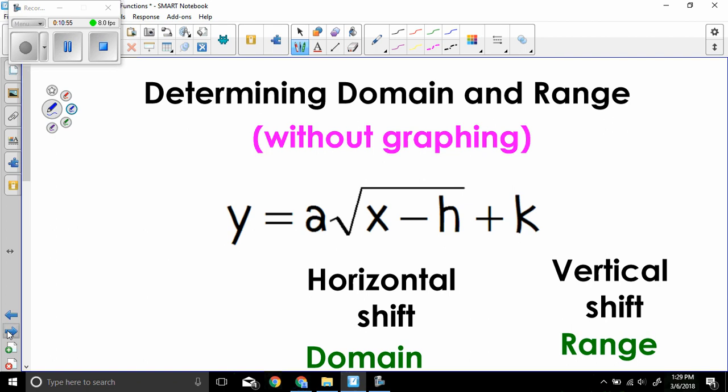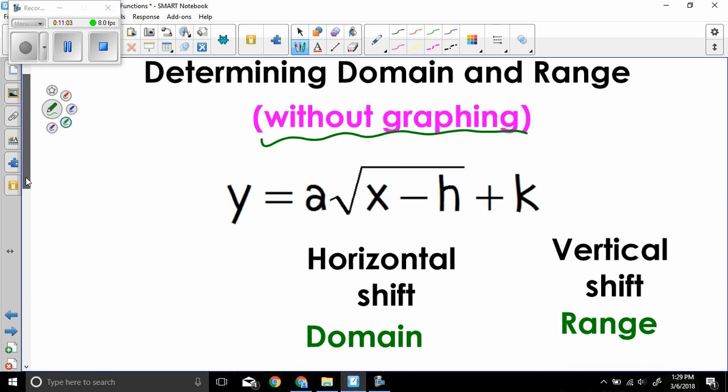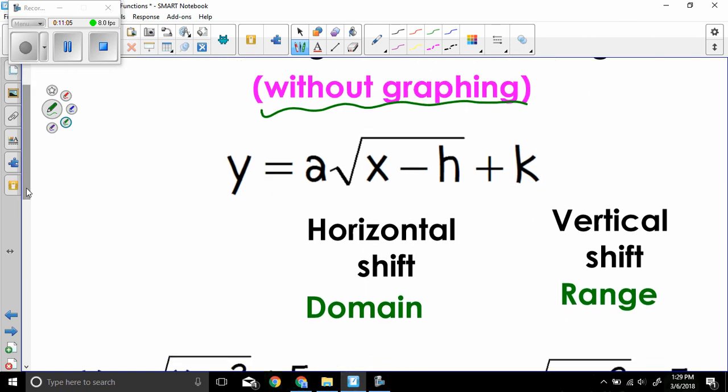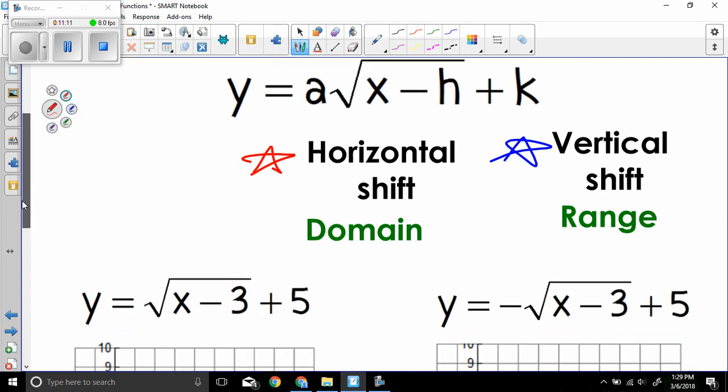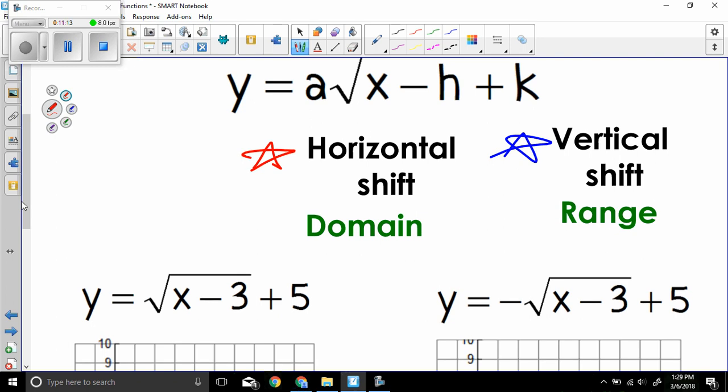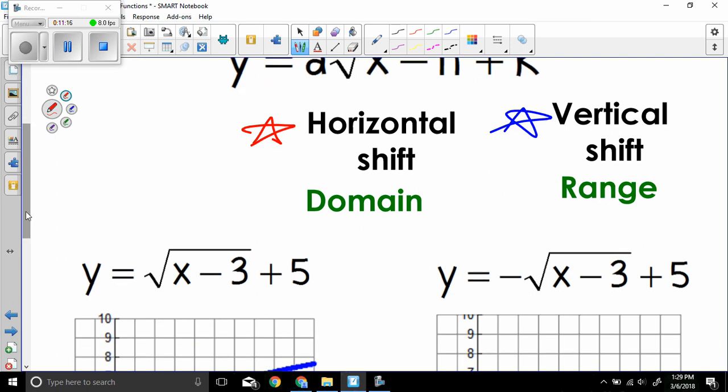Okay, now it says determining range, domain and range without graphing. This is key right here, without graphing. I'm not going to let you graph it. Okay? Basically what I need to do is I need to think about my horizontal and vertical shifts. I need to think about these horizontal and vertical shifts. Okay? They always start at 0, 0, usually, okay, for the square roots.